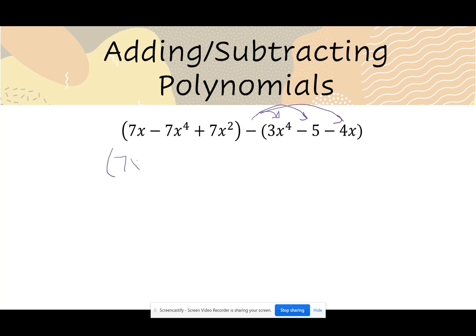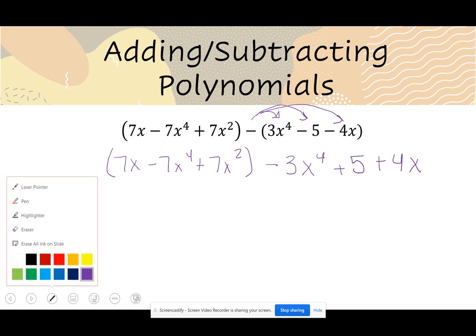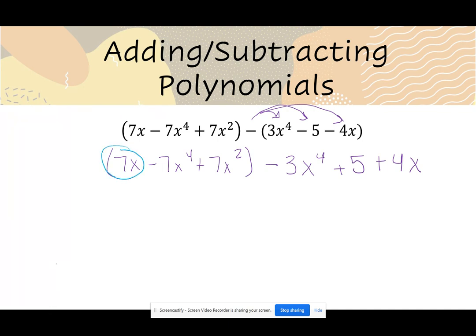So I just copy this whole set down. Then you flip all your signs. So we have, well, you could add it in the parentheses, but we have -3x to the 4th plus 5 plus 4x. And then now we want to combine our like terms. We have 7x plus 4x is 11x. -7x to the 4th minus 3x to the 4th is -10x to the 4th.